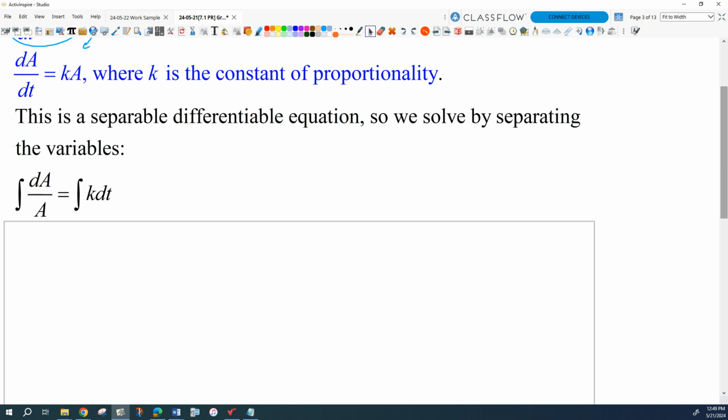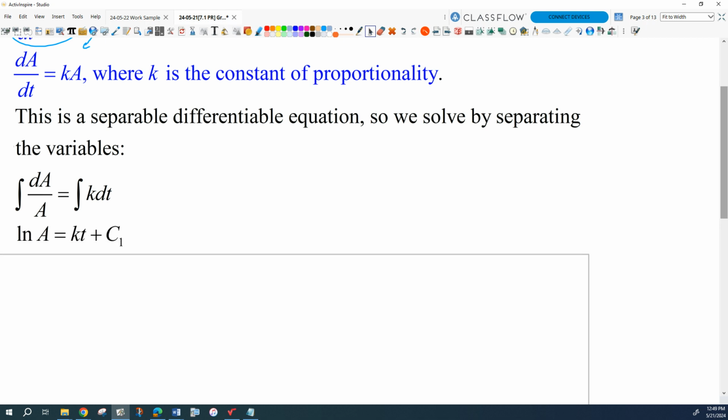Now we can solve this by integrating. We'll take the integral of dA over A on the left side, the integral of k dt on the right side. This is a really easy one to solve. What's the integral of dA over A? Natural log of A, right? It's the natural log of the absolute value of A, but A is always positive. A is a population, so it can't be negative. So we end up with natural log A on the left side. And the right side, what's the integral of k dt? k is a constant. kt, plus some constant, call it C1.